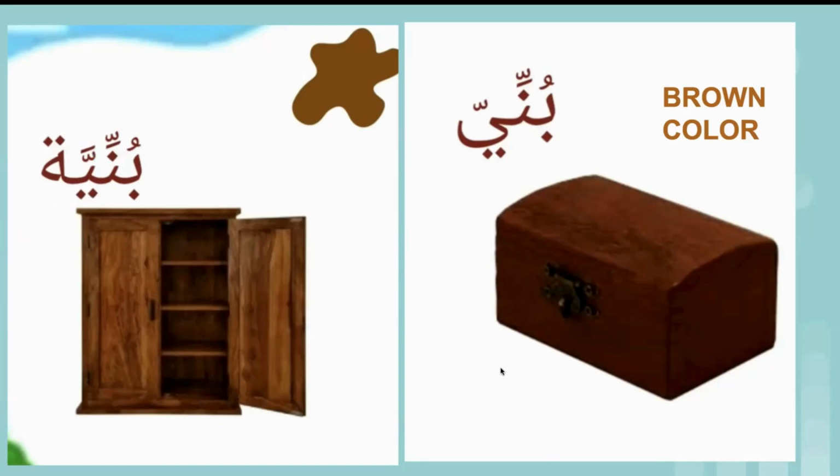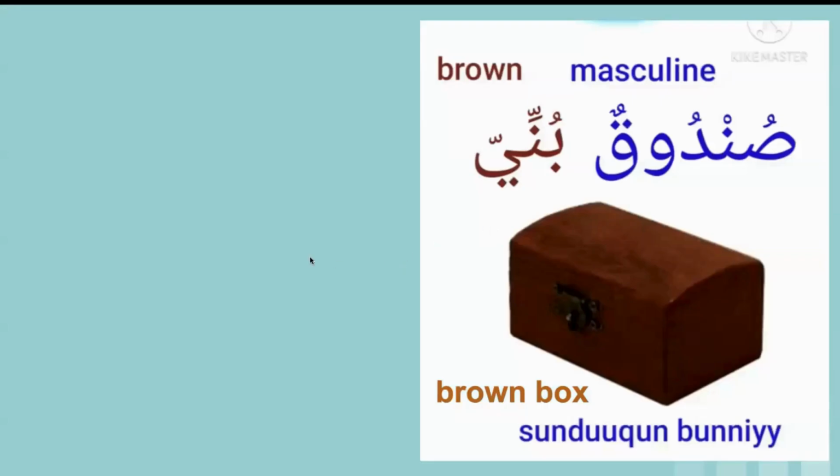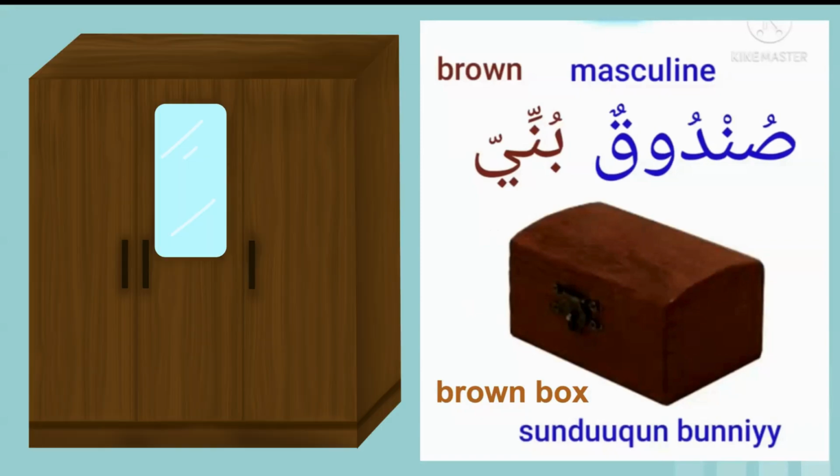All right. Do you know what this thing is in Arabic? This is a box, right? How to say box in Arabic? Sunduqun. Sunduqun bunni. Good. Brown box. And cupboard, we have seen cupboard, right? Cupboard in Arabic is called khizana. Khizana means cupboard.